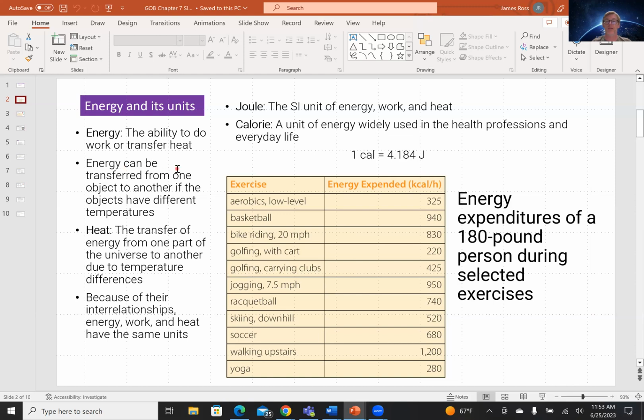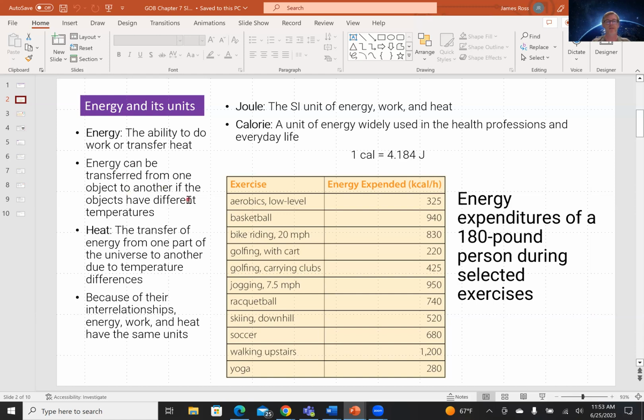We can't create or destroy energy. So there's a concept of conservation of energy, similar to conservation of mass. And what that conservation law means is that you can't create or destroy it, but you can take it from one form to another, or it can be transferred from one form of matter to another form of matter.